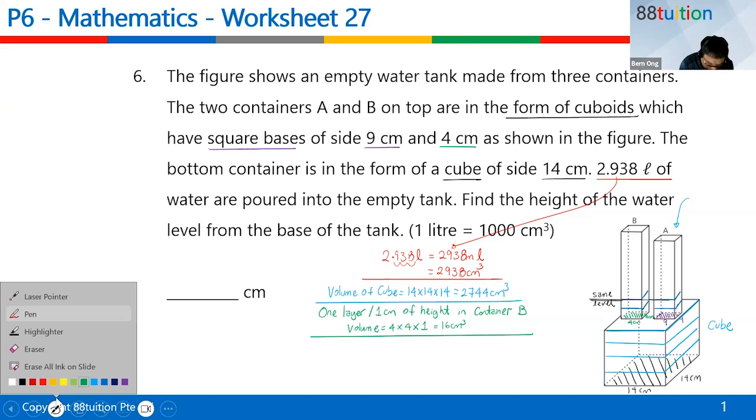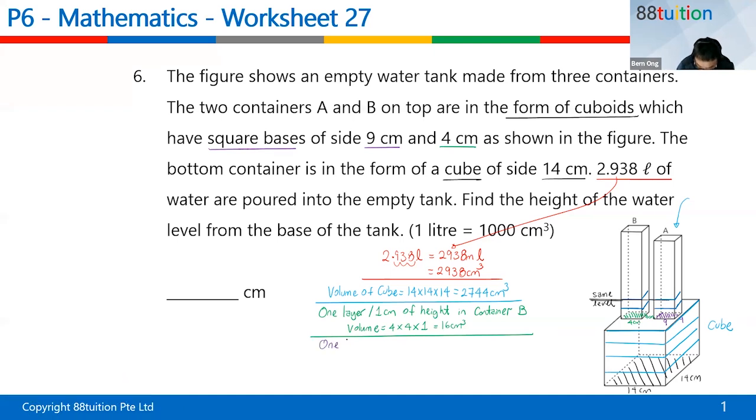How about the purple color container A? One layer, or 1 cm, in this case we are comparing 1 cm of height in container A. If it's 1 cm, what's the volume? The volume will be 9 times 9 times 1, which is equal to 81 cm cube. So I did explain to you what this 1 cm thing means. Every layer of 1 cm for container B can occupy 16 cm cube of water. The next layer can occupy 16 cm cube.